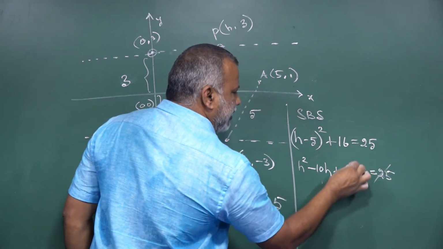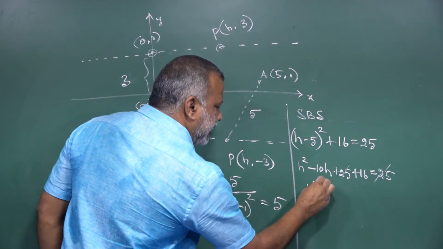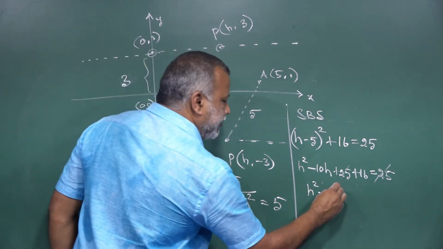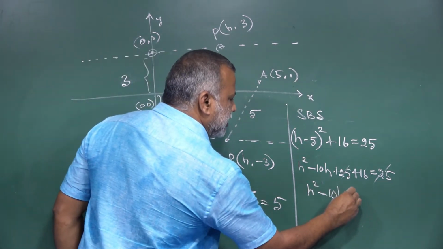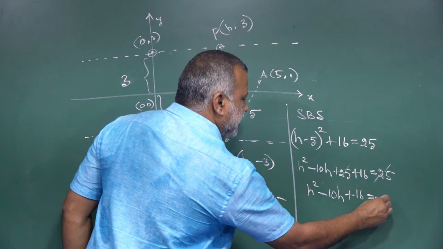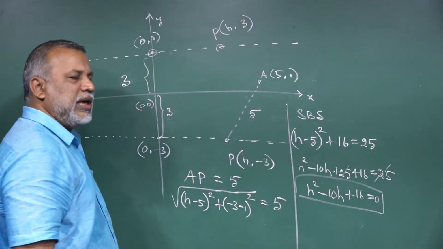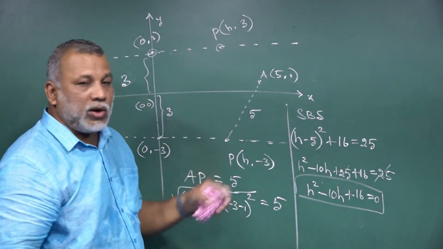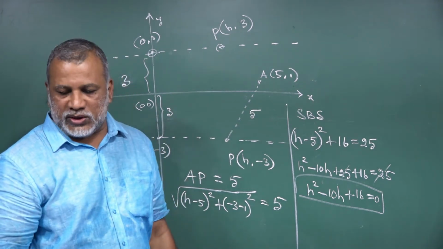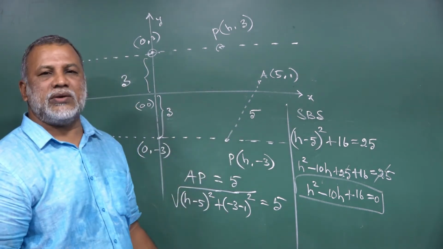Now this 25 will be removed, and we are getting a quadratic equation: h squared minus 10h plus 16 equal to 0. In the previous concept also we got a quadratic equation. Here also we are getting a quadratic equation.